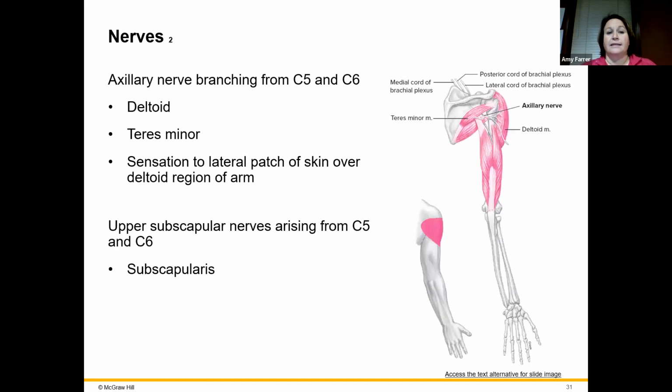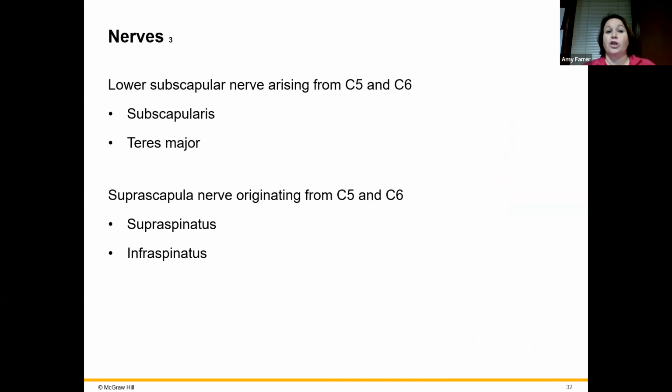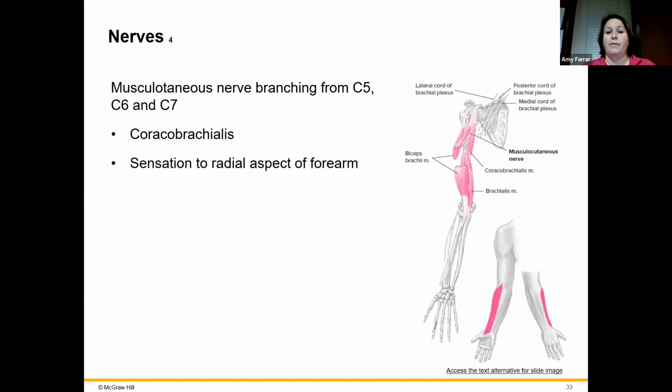Our deltoid has the axillary nerve. That's going to be C5-6 in parentheses. That also innervates your teres minor, and some sensation to the lateral skin over that deltoid. Okay. So I just need you to make sure we're learning these, right? And then we'll go back through and pop them in where they need to be.